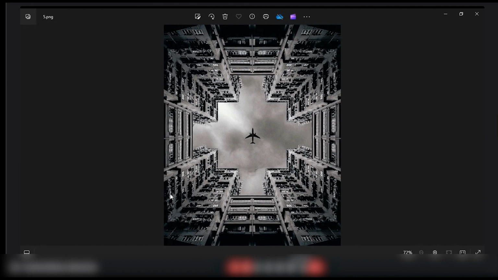Correct? So by looking at this image, we can clearly understand what balance means. Anyone has any doubt about this? The very first point which we have covered, the balance in principles and elements of composition. Anyone? Any doubt? If you have, you can ask me.